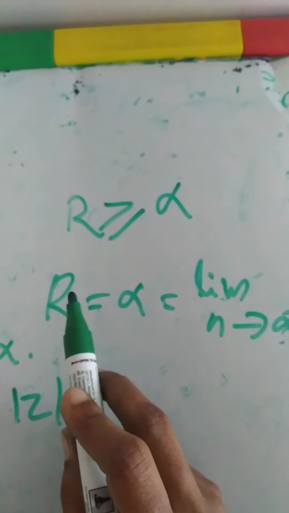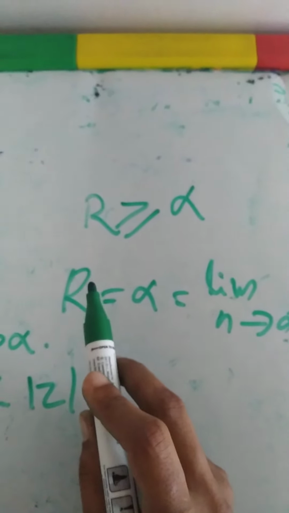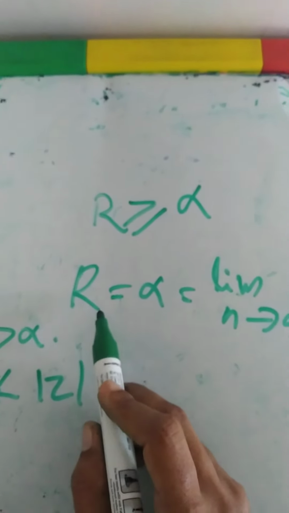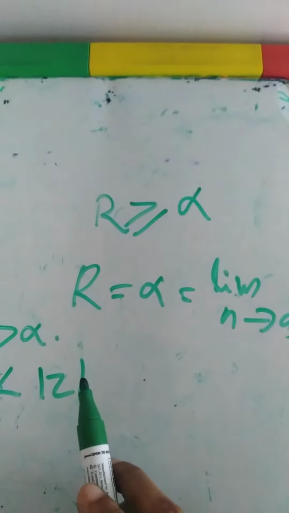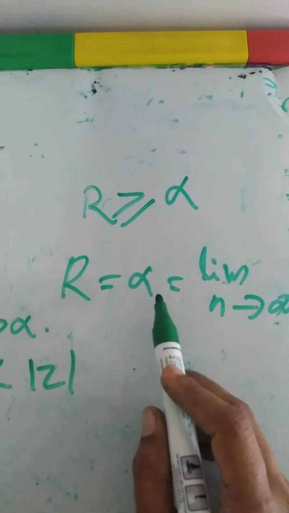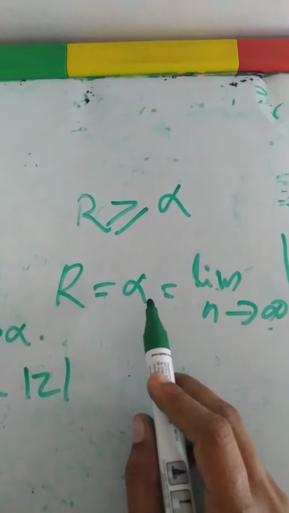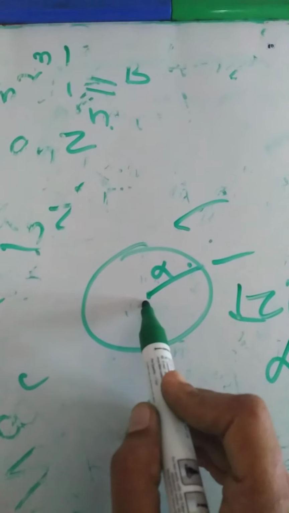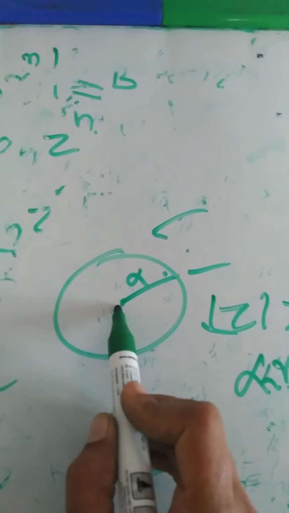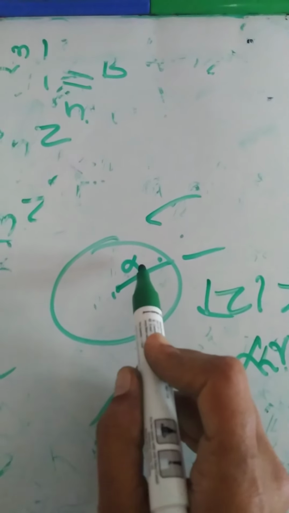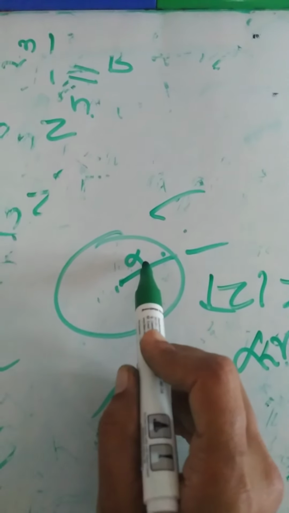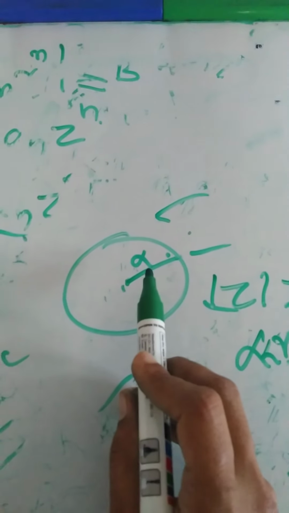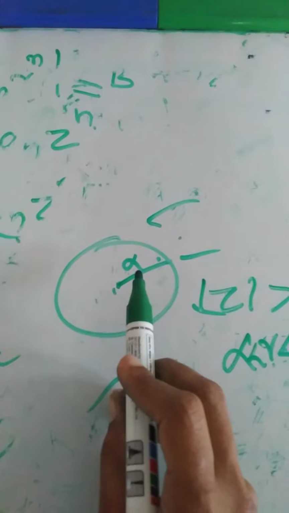In order to complete the proof, to prove alpha is the radius of convergence, we already proved that in the interior of the circle with radius alpha, our power series converges. So to prove alpha is the radius of convergence of our power series, there is one more thing we need to show. Which thing do we need to show?